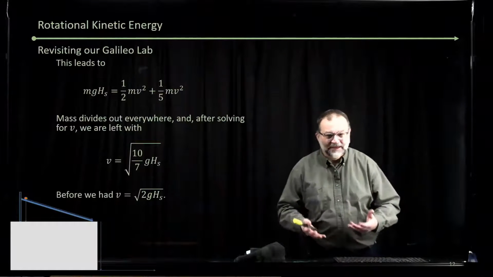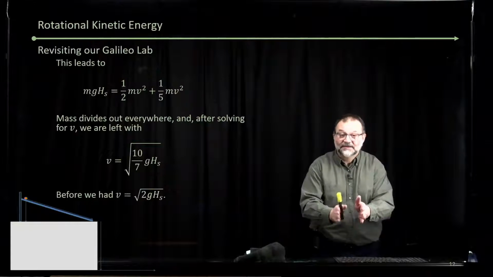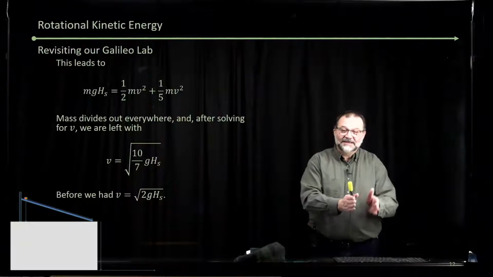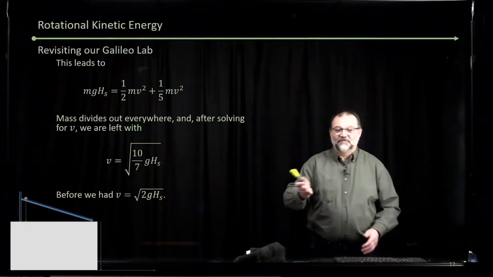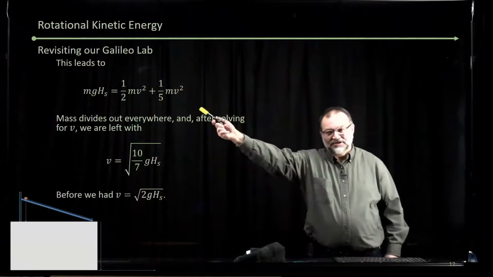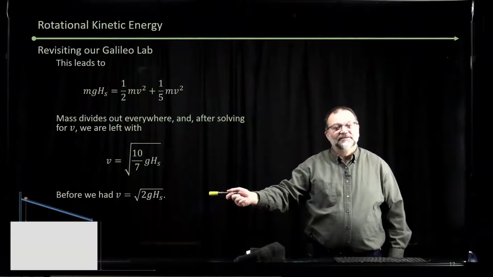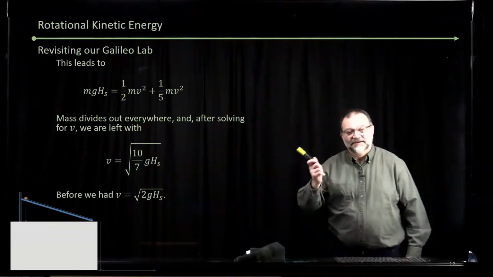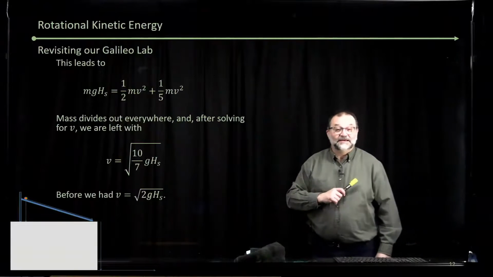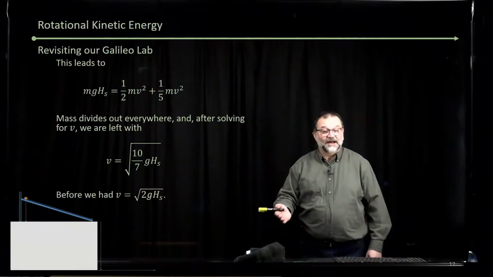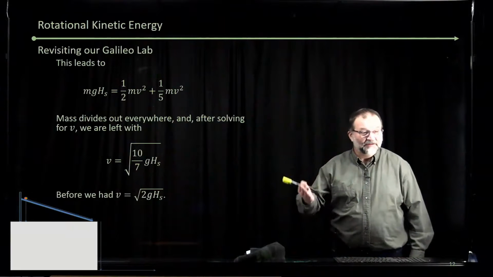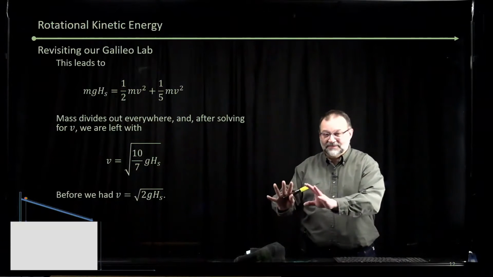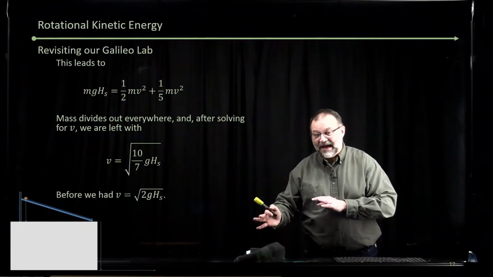And so it ends up being 1/2 mv squared plus 1/5 mv squared. So the velocity is not as high, right? Before, if you don't take into account the rotation, your velocity is the square root of 2gh. Now it ends up being the square root of 10 over 7 gh. Well, 10 over 7 is less than 2, so the velocity is not as high as it would be if linear motion were the only thing we had to consider. And that tucks away what we did in that lab a little bit better.